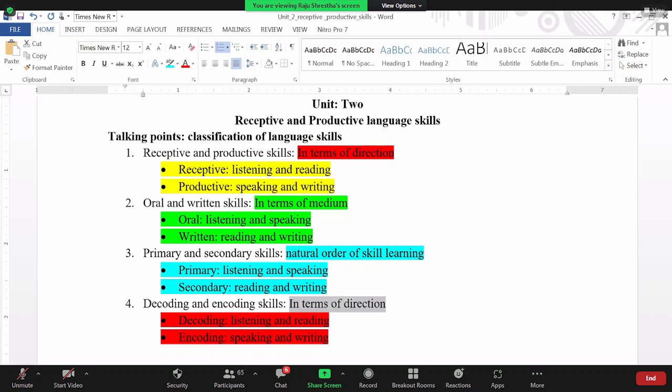So when we receive, this is decoding. When we produce or express, that is encoding. So in this way, we have a classification of skills.